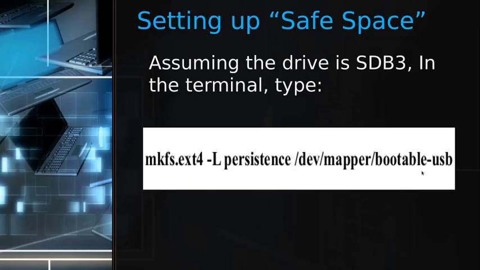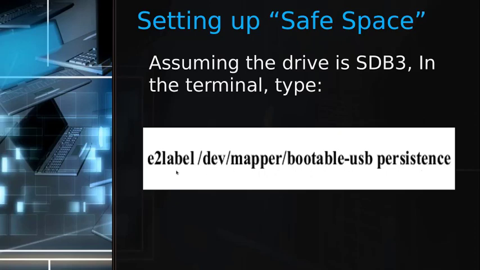And just to double check to make sure everything is proper, we're going to use e2label just to make sure that the label absolutely is persistence. So e2label /dev/mapper/bootable-USB persistence. The biggest problem here, just to keep everybody apprised, is that if you try to boot up the system after this and it doesn't boot up properly or it doesn't ask for a password, it's usually because somebody misspelled persistence. So just make sure that this is spelled correctly. I cannot stress that enough.